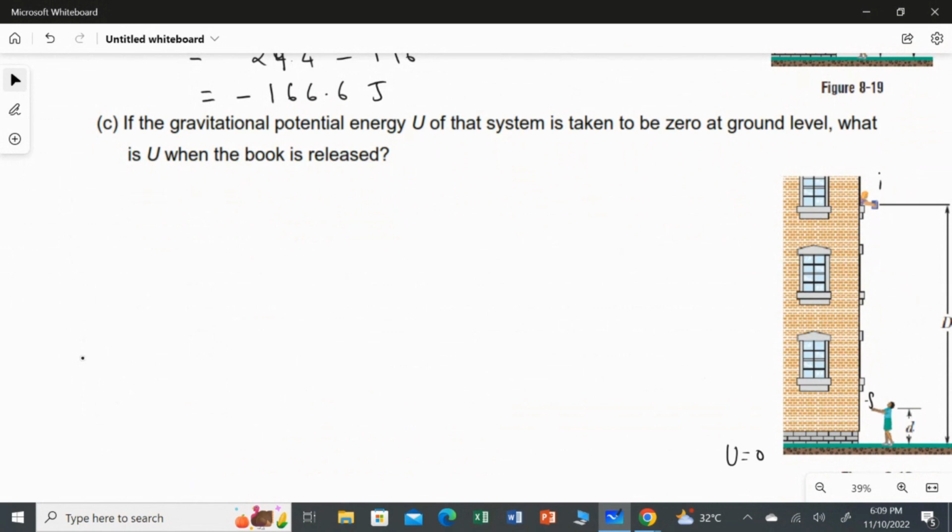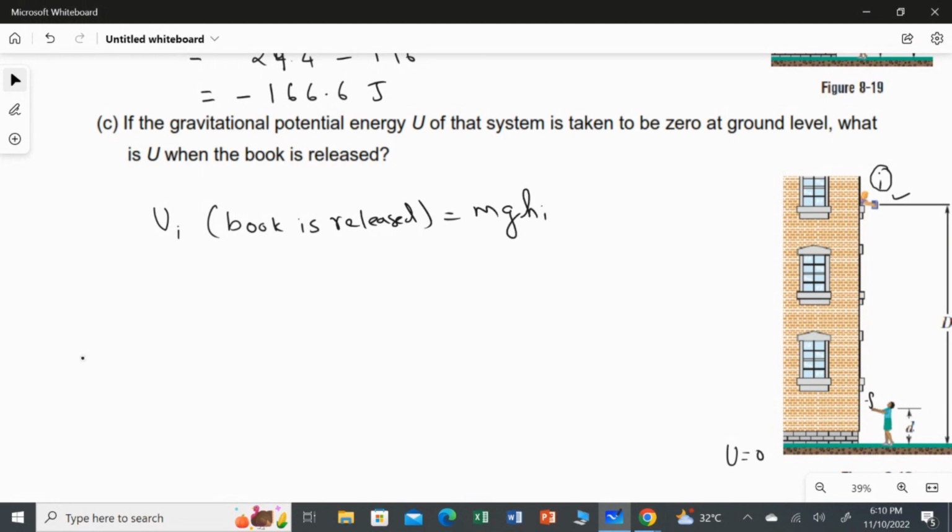Which position is the release point? The initial position. Am I right? So from this point, the book is going to be released. Am I right? So I have to write the rule. The potential energy for the initial, that means the book is released. So potential energy, I can write U_i, that means the book is released, clear, which is equal to mgh_i.